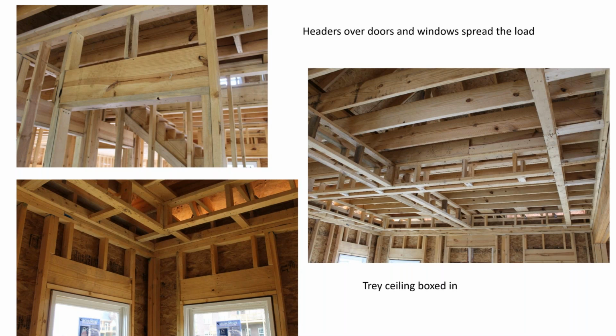So again, we're looking at headers. This is a header over the door. It'll be a 2x10 in this particular case. And you can tell here that they're going to use a tray ceiling. This is going to be in the master bedroom, and this is going to be a double frame ceiling, so it's going to be a tray. This is the same ceiling, tray. You can see how it's boxed out.